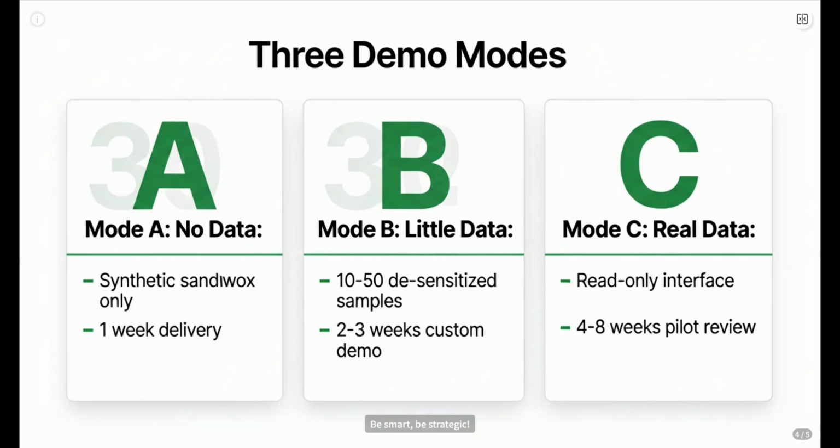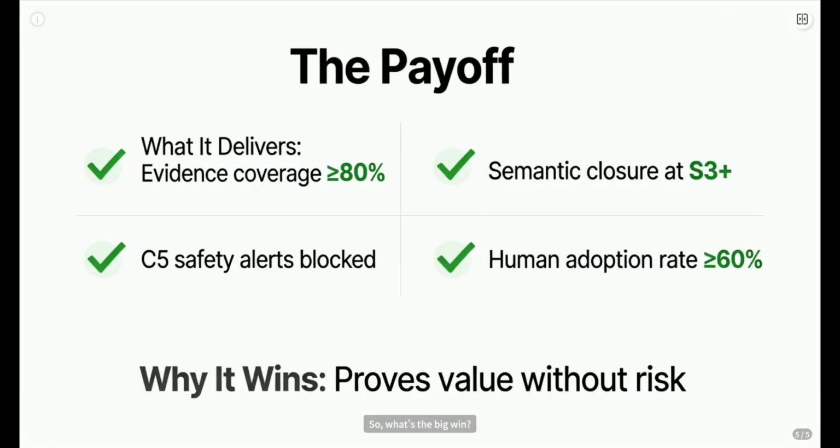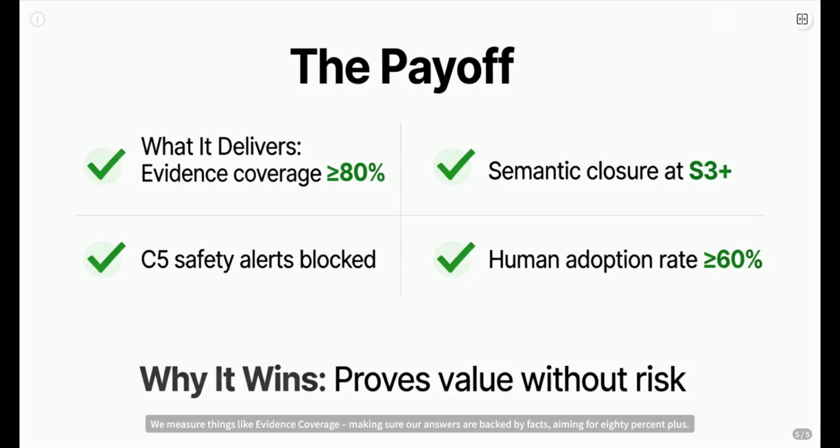Be smart, be strategic. So, what's the big win? This isn't just pretty lights. We measure things like evidence coverage, making sure our answers are backed by facts, aiming for 80% plus. We check the semantic closure level, ensuring we understand the situation deeply before acting. Crucially, for safety, we track C5 alerts, those critical situations, and ensure they trigger human review, not automatic decisions. We even measure how often humans actually adopt the system's suggestions.